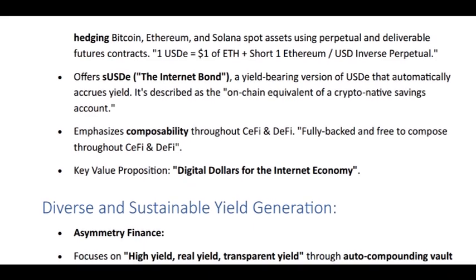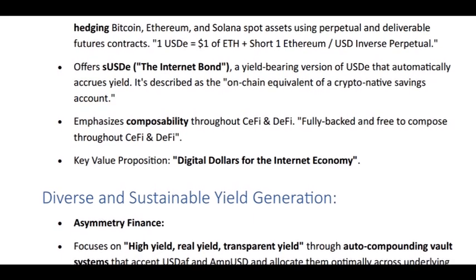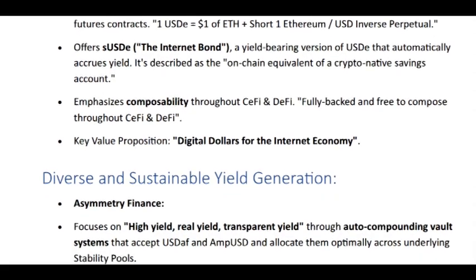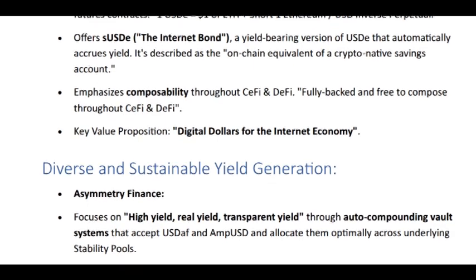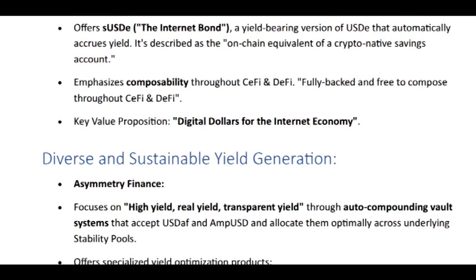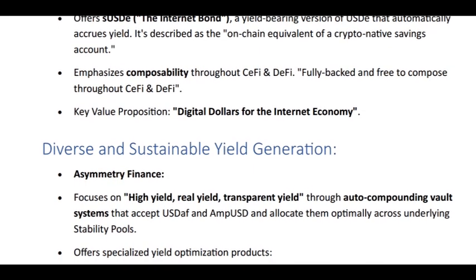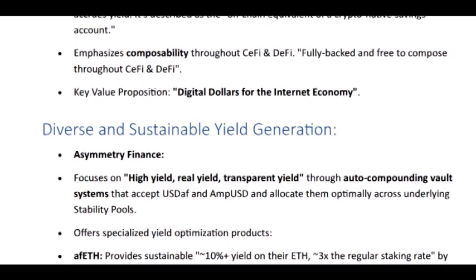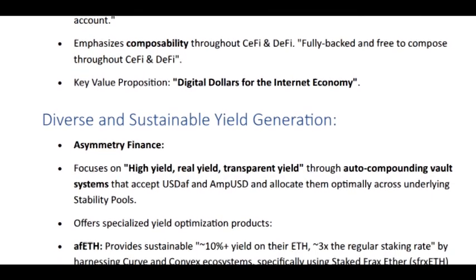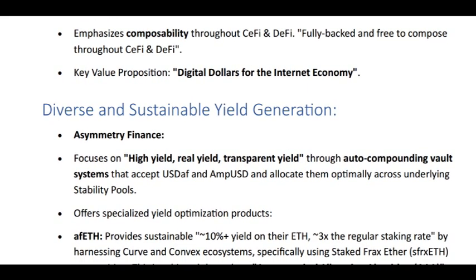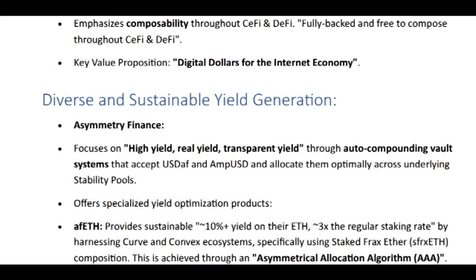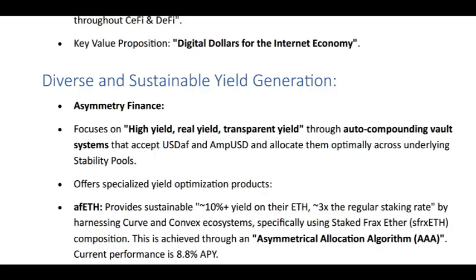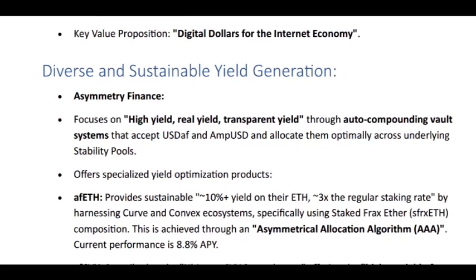What about AFETH? AFETH, that's their high-yield Ethereum staking product. High-yield ETH staking. What's the target? The goal mentioned is a sustainable 10% plus yield on ETH, which the material claims is roughly 3x the regular staking rate. How do they achieve that? It's built using staked Frax Ethereum, SFRXETH, and it leverages the Curve and Convex ecosystems. They use something called the Asymmetrical Allocation Algorithm, AAA, to manage it. Okay, and performance? The figure given is 8.8% APY for ETH right now. And there's risk mitigation mentioned, something about CVX. Yes, exactly. The sources say they address potential CVX price correlation risk by limiting the allocation to Convex to 30%.